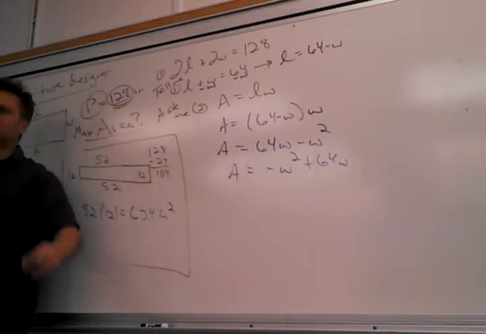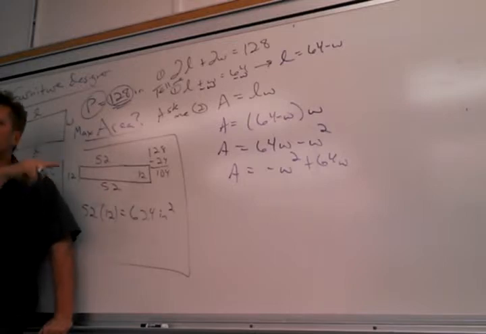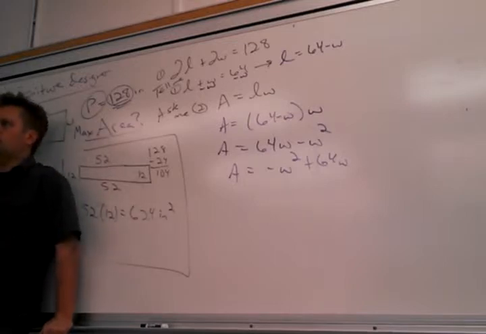Good. I like it. Very animated, isn't it? That's what it would look like. So yeah, it would look like an upside down parabola, right? Because squared is the highest power. It's got a negative in front, so it would be an upside down parabola.